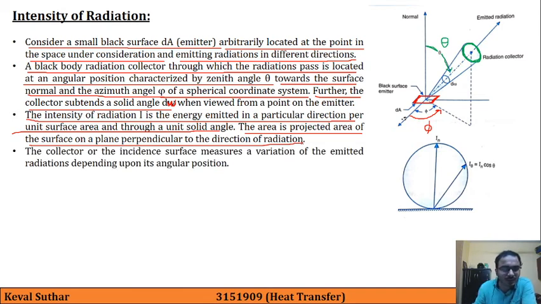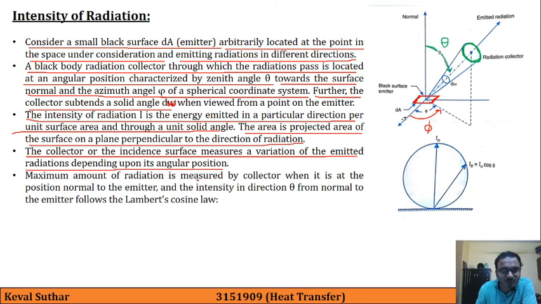So here the collector or incident surface measures the variation of emitted radiations depending upon its angular position. The maximum amount of radiation is measured by the collector when it is at the position normal to the emitter, somewhere in this region where it is normal, and the intensity in direction theta from the normal to the emitter follows Lambert's cosine law.